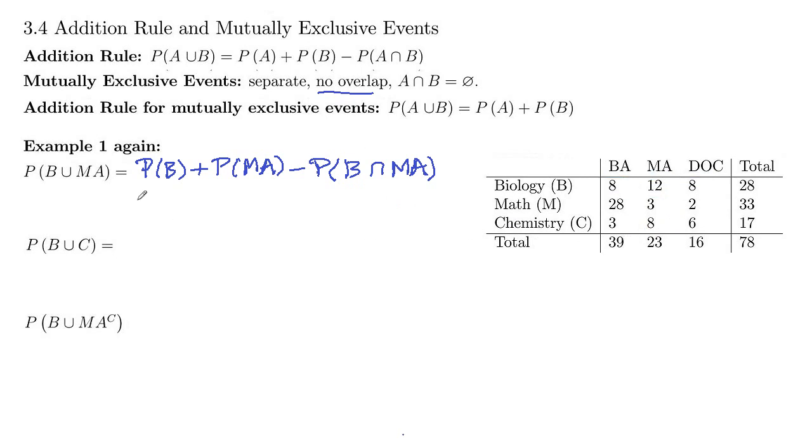So our probability of biology major, 28 out of 78. And then plus the master's degree was the 23 out of 78. And then we subtract out our double counting, that 12 got counted twice. So minus 12 out of 78. So that leaves us 39 out of 78.